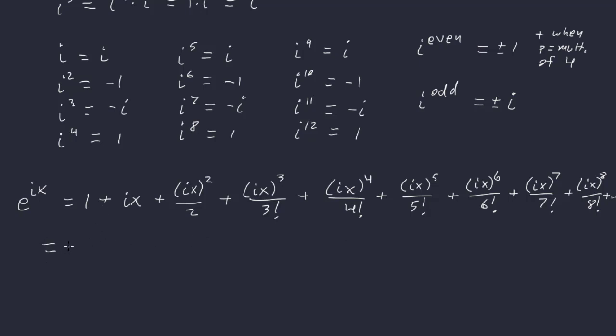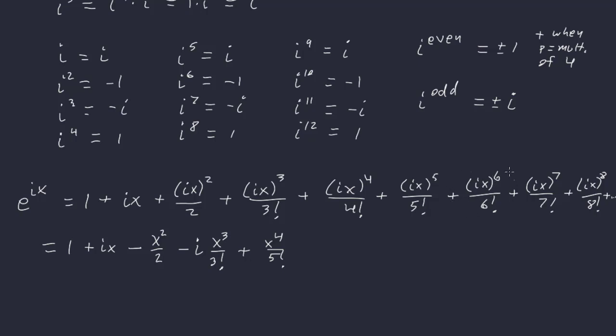Okay. So the 1 doesn't change, the ix doesn't change. However, now, this, i squared is negative 1. So this is going to become not plus, but it will be minus x squared over 2. Okay, and the i actually disappears. Now, here, ix cubed, well, i cubed is negative i, so this will be negative i times x cubed over 3 factorial. Okay, then i to the fourth, well, i to the fourth, that becomes 1. So ix to the fourth will be 1 times x to the fourth, so it would just be plus x to the fourth over 4 factorial.